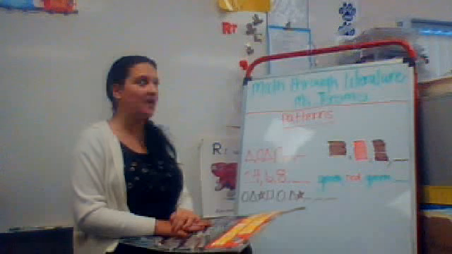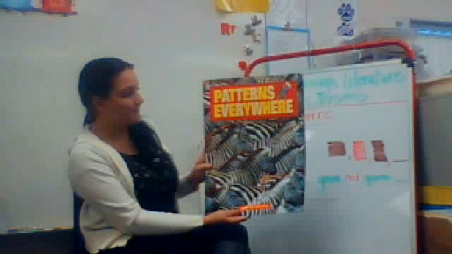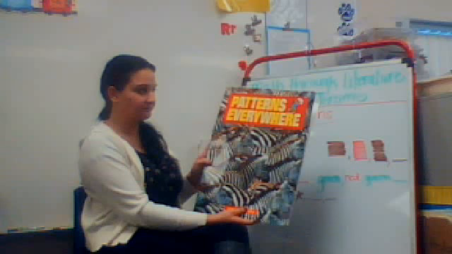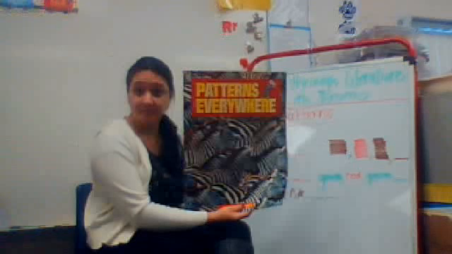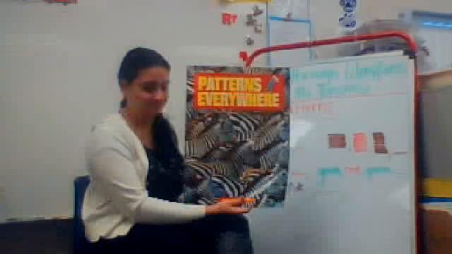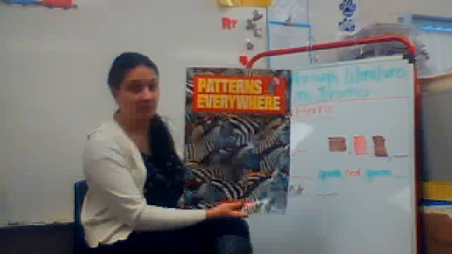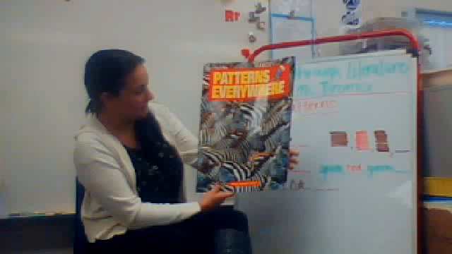Okay class, today we are going to be learning about patterns, and to help us learn about patterns, we're going to read the book Patterns Everywhere by Carrie Jensen Gold. Does anyone know what a pattern is? Rebecca? It's when something goes one thing and then another thing and then one thing and then another thing. Perfect. So right here, what animal is this? A zebra. It's a zebra.